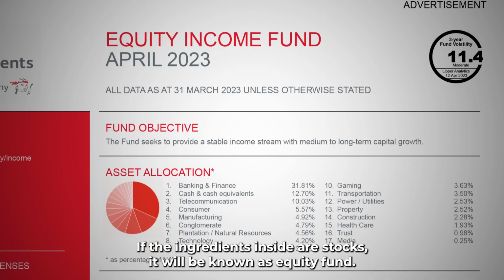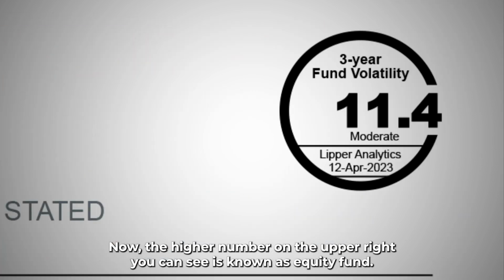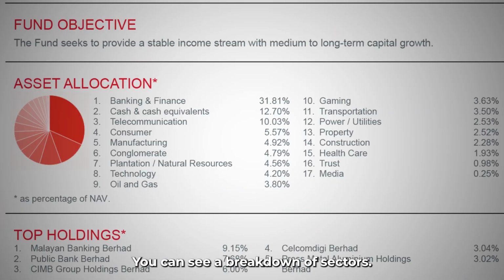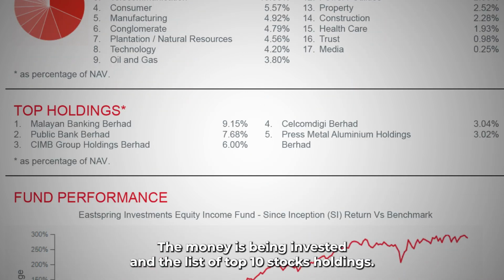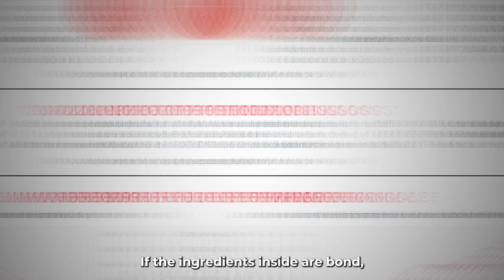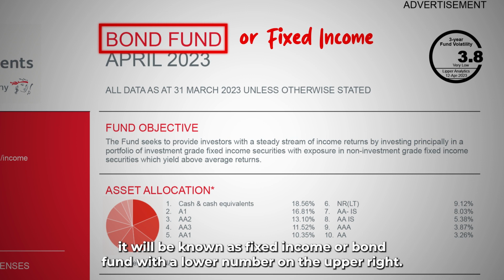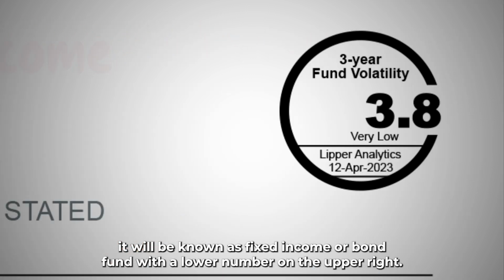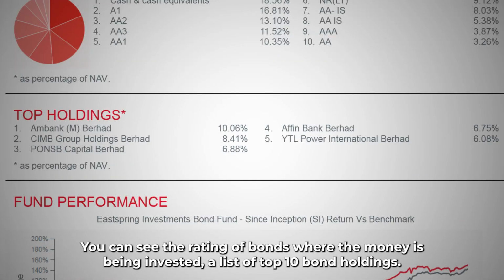If the ingredients inside are stocks, it will be known as equity fund. Now the higher number on the upper right you can see is known as equity fund. You can see a breakdown of sectors the money is being invested and the list of top 10 stocks holdings. If the ingredients inside are bond, it will be known as, well, fixed income or bond fund with a lower number on the upper right. You can see the rating of bonds where the money is being invested and a list of top 10 bond holdings.